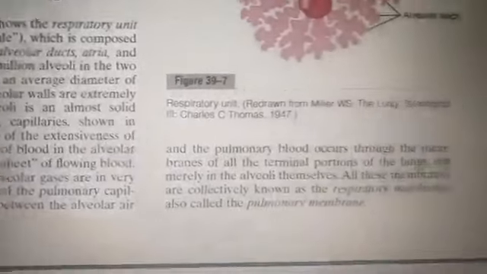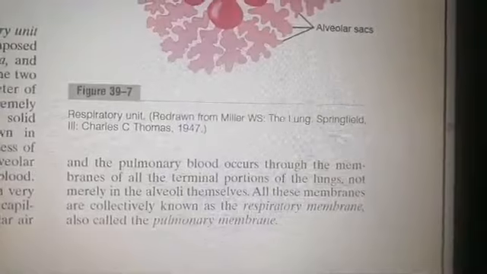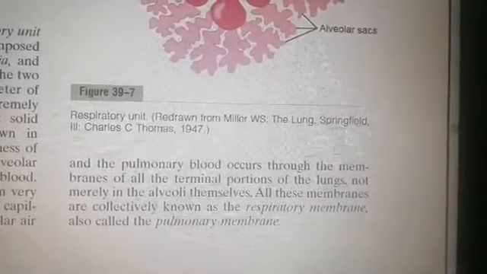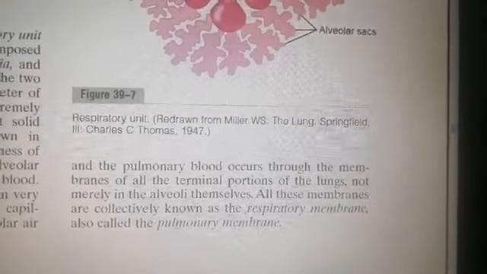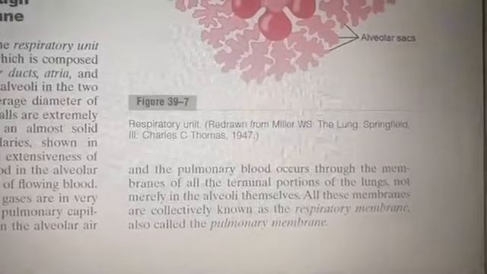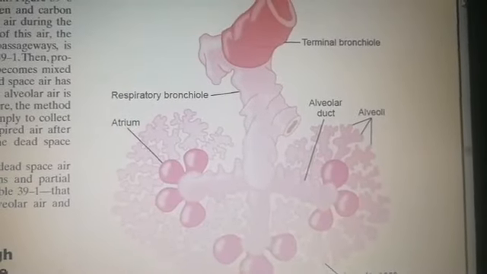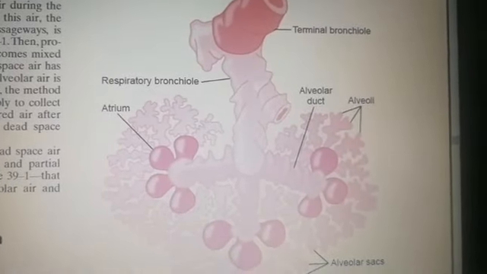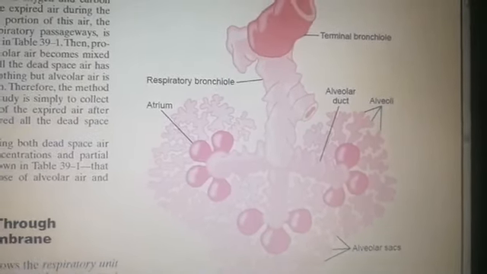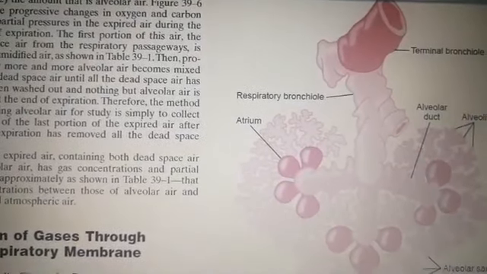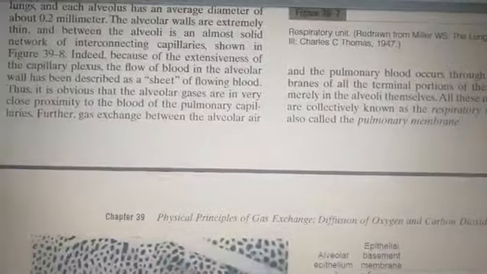Further, the gas exchange between the alveolar air and the pulmonary blood occurs through the membrane of all the terminal portion of the lungs, not merely in the alveoli themselves. All these membranes are collectively known as respiratory membrane, also called the pulmonary membrane. And this is the diagram of a respiratory unit. You can see the terminal bronchioles, respiratory bronchioles, and then alveolar ducts, and alveoli and atria and alveolar sacs. This whole is your respiratory unit. Now what is the respiratory membrane?